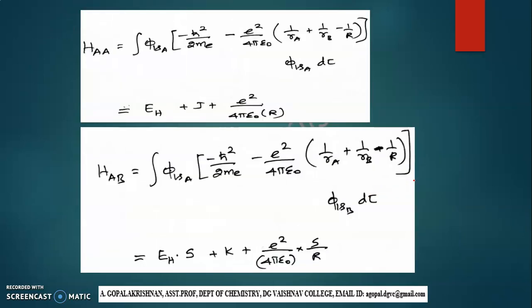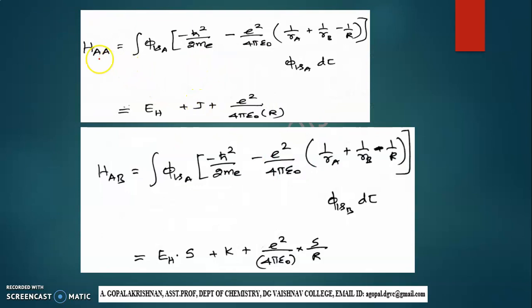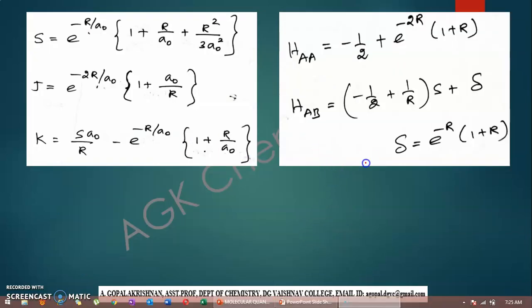Now listen, this HAA involves Coulomb integral, and HAB involves the exchange integral as well as the overlap integral. These integrals can be evaluated using some special methods. I am not going to discuss those methods here. I have given the values directly.